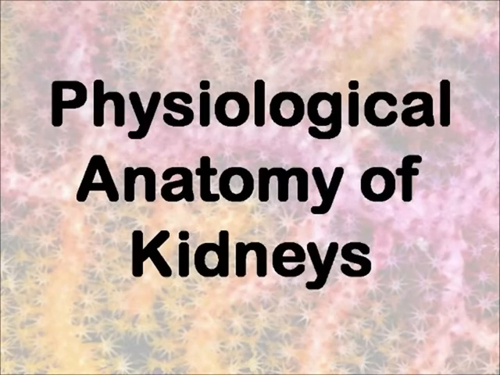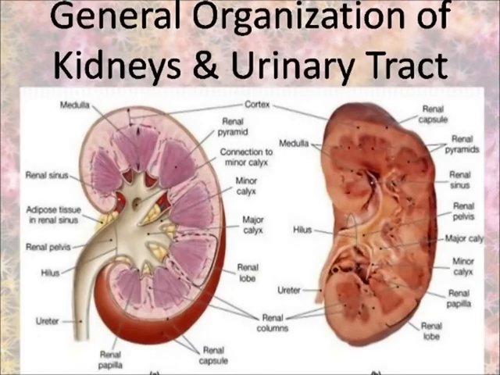Physiological anatomy of kidneys. General organization of kidneys and urinary tract. The two kidneys lie on the posterior wall of the abdomen, outside the peritoneal cavity. Each kidney of the adult human weighs about 150 grams and is about the size of a clenched fist. The medial side of each kidney contains an indented region called the hilum, through which pass the renal artery, veins, lymphatics, nerve supply, and ureter.